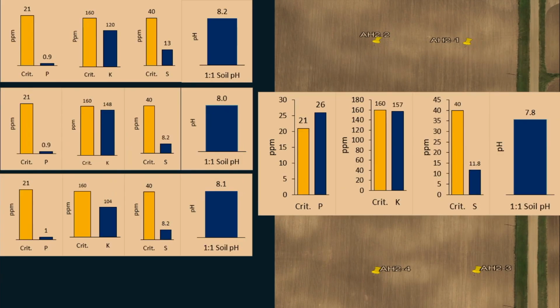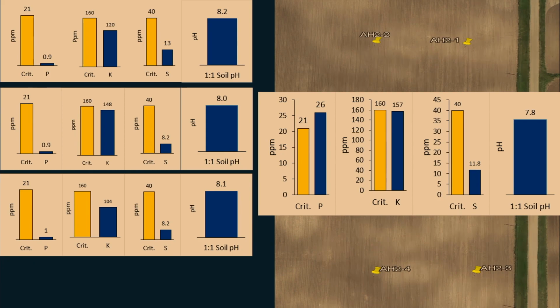Now if we look at the results from all four of those stamps, the first one I just showed you is in the upper left-hand corner, 0.9 phosphorus. Number 2 is right below it, 0.9 phosphorus. Number 3 is below that, 1 part per million phosphorus. And number 4 is the bigger one to the right, 26 parts per million phosphorus. So a big variability just in the same field. Again, these are the Bray phosphorus results, Bray P1 results, okay?